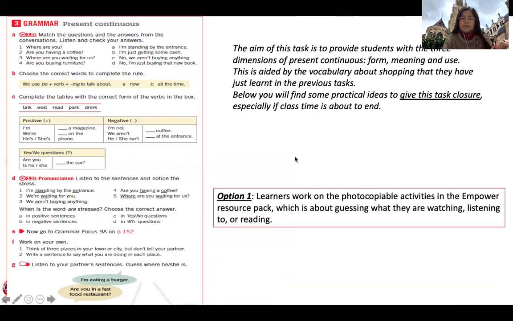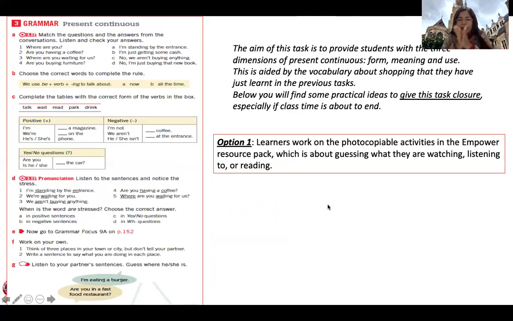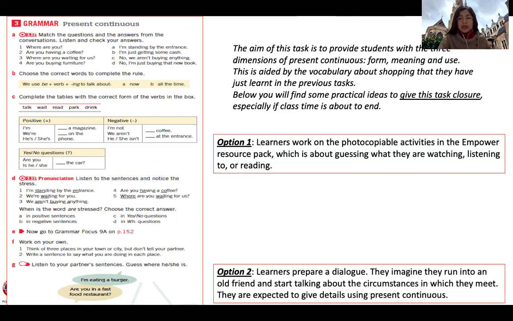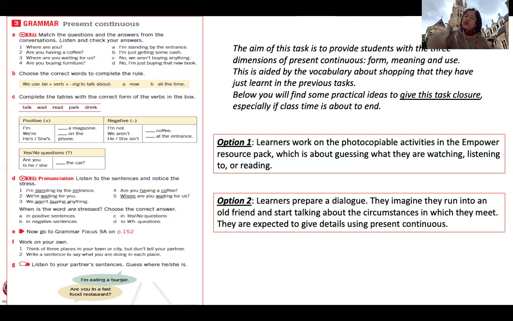Let me see. Option 1. Learners work on the photocopiable activities in the Empower Resource Pack. You know, the Empower Resource Pack has great ideas. We just need to choose which ones really activate language from students. For example, this one particularly, if you have your book on hand, you can check. This is about guessing what they are watching or listening to or reading. It's very fun. It doesn't take so much time, and has students use present continuous.